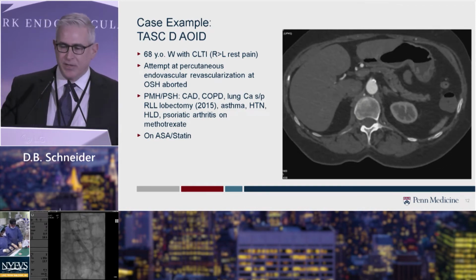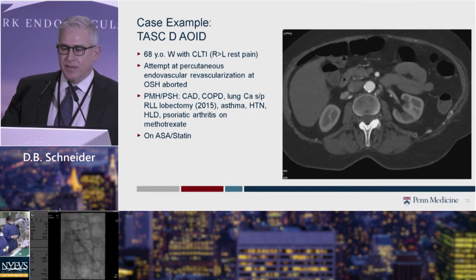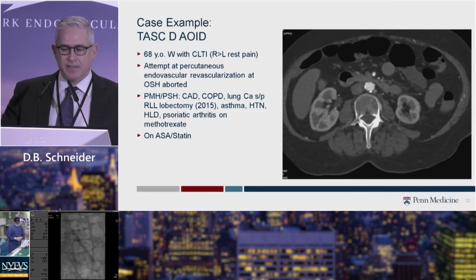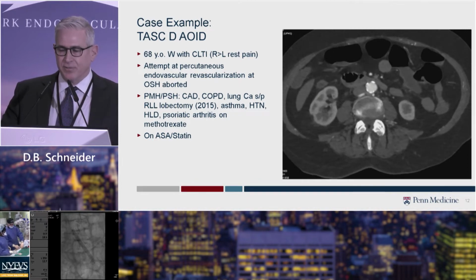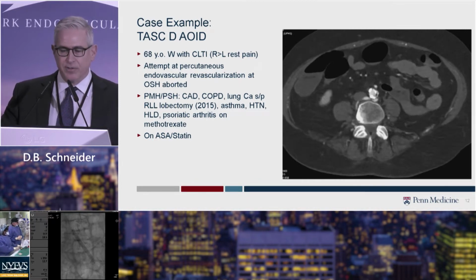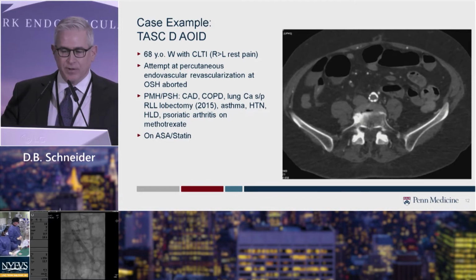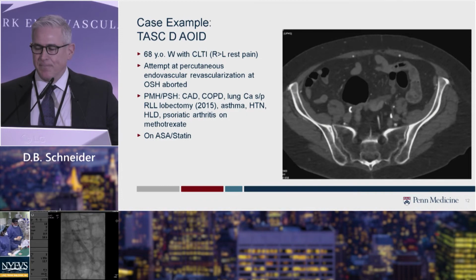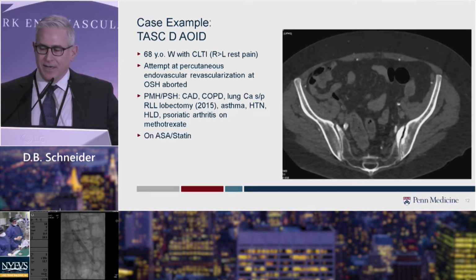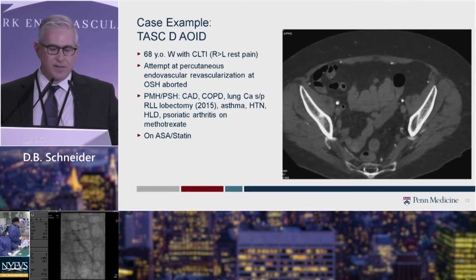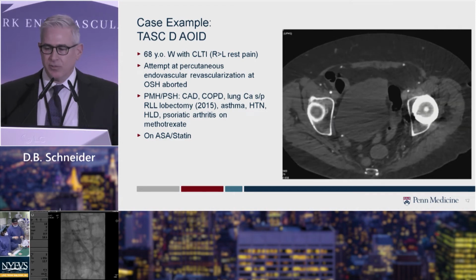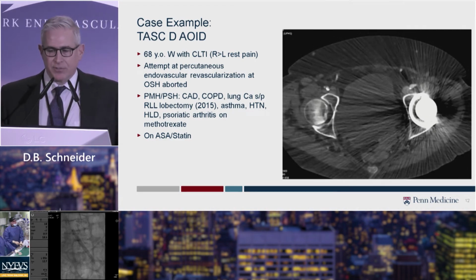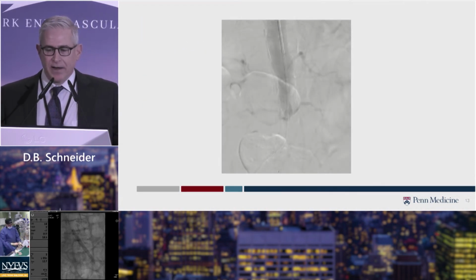This is a patient who had rest pain and had an attempt at percutaneous endovascular revascularization at another hospital that ended up being aborted when things went kind of sideways. She has a number of comorbidities. You can see on this study that she's really got a distal aortic occlusion, heavy vessel calcification, complete occlusion of her common and external iliac arteries bilaterally as well.